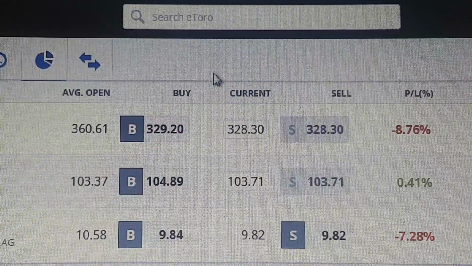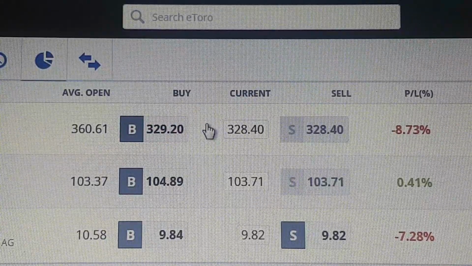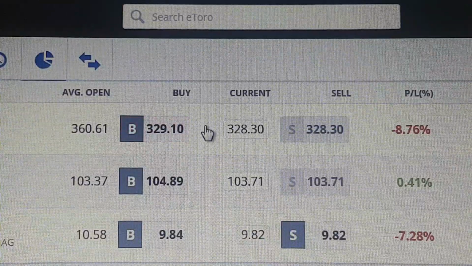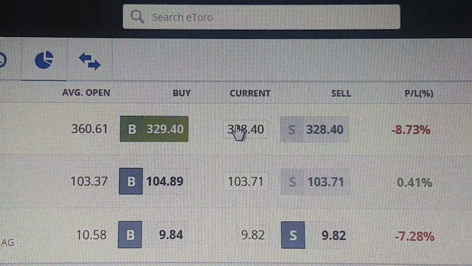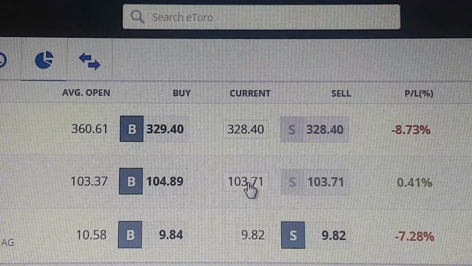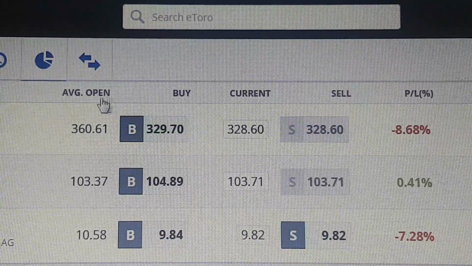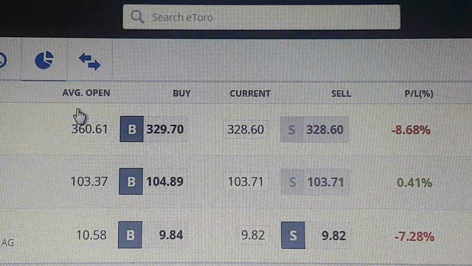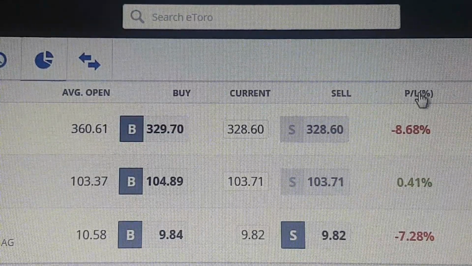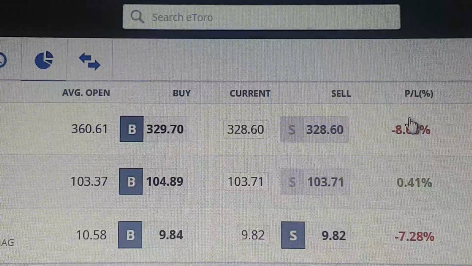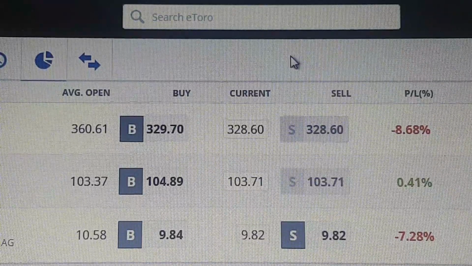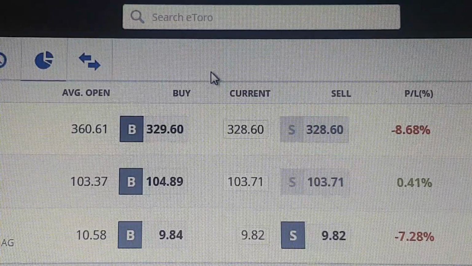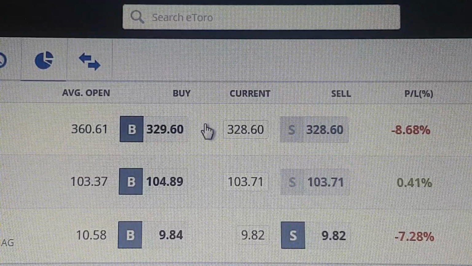Just to quickly familiarize yourself with the layout here, so this is eToro, and each row here is a different company. Here we can see the current stock price, and we've got the buy price here. The average open, that's how much I made the transactions for, so you can ignore those. And this is my profit and loss, so again, ignore those. This is a live portfolio. This is real money, and the trading markets are open right now, so that's why the numbers are changing as well.